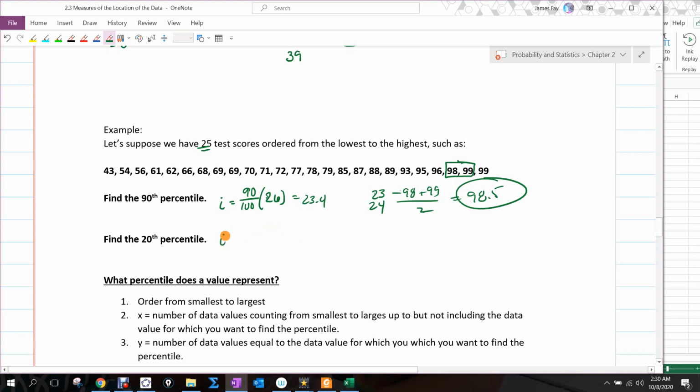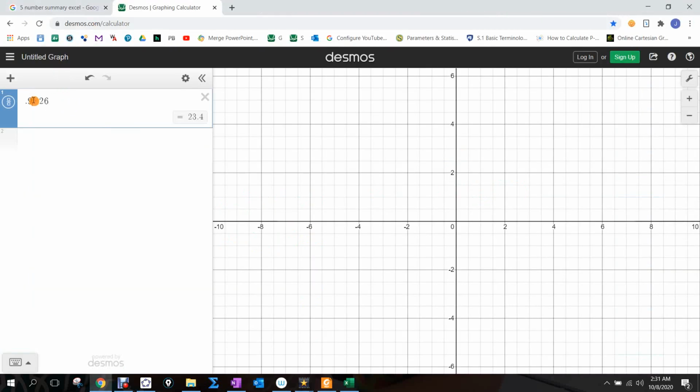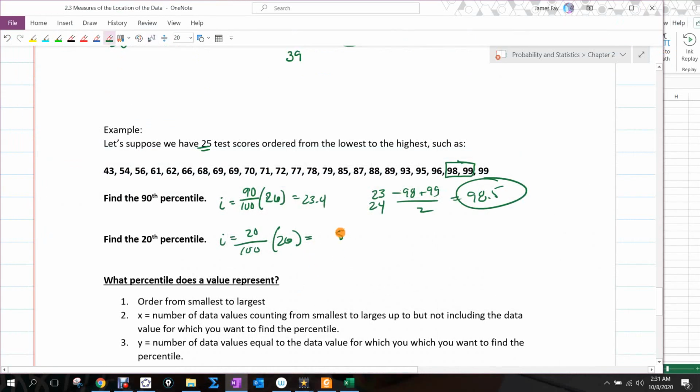We'll go 20th percentile. So we go 20 over 100. And then 26. So 0.2 times 26 gives me 5.2. So I round that to 5, and I round it to 6, and I go find the 5th term. So 1, 2, 3, 4, 5, and there's the 6th. So I'm going to take 62 plus 66, and I'll divide that by 2. So what's that going to give me? 128 over 2, so it gives me, what, 64? No, that's not right.